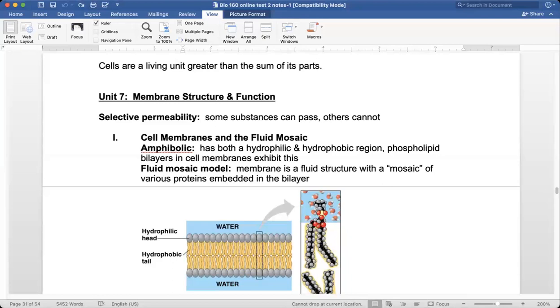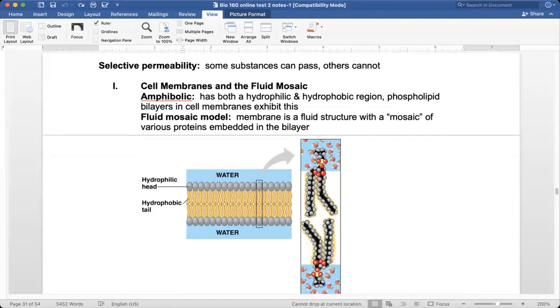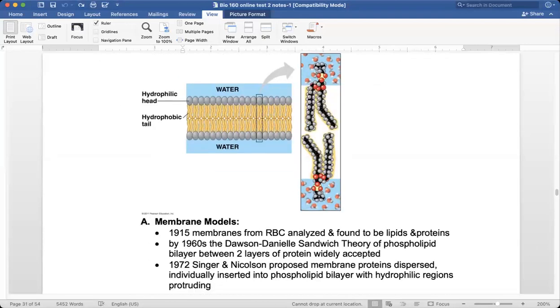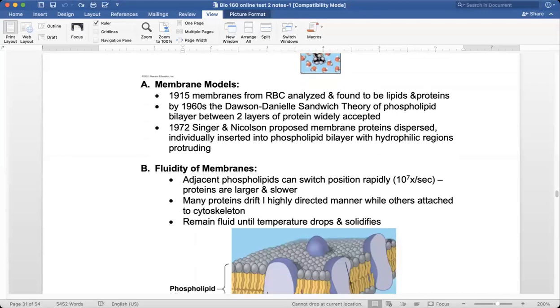They're amphipathic, meaning they've got both hydrophilic and hydrophobic regions, and these are key to their structure. You're going to have hydrophilic regions on the inside surface and the outside surface, and then hydrophobic regions in the middle. This allows it to interact with watery substances on both the inside and the outside, but the watery substances don't like to cross through that middle area.